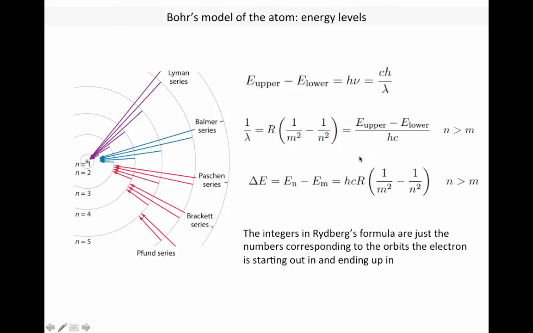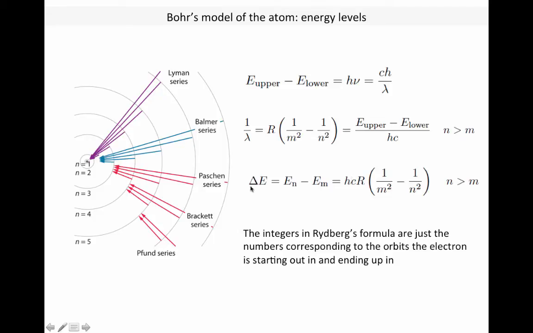And we can rewrite this by noticing that these integers that we just had to bring in from nowhere to describe the experimental data have a natural explanation now within Bohr's model. n, the larger integer, is just the number of the orbit that the electron starts in, and m is the orbit that the electron ends up in. So we can replace the labels upper and lower on the energies here with n and m. And let's call the difference in the energies between the two orbits ΔE.